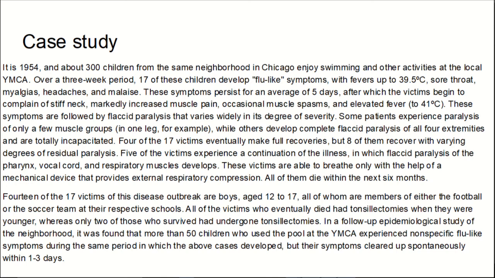4 to 17 victims eventually make full recoveries, but 8 of them recover with varying degrees of residual paralysis. 5 of the victims experienced a continuation of the illness, in which flaccid paralysis of the pharynx, vocal cord, and respiratory muscles develops. These victims are able to breathe only with the help of a mechanical device that provides external respiratory compression. All of them die within the next 6 months.